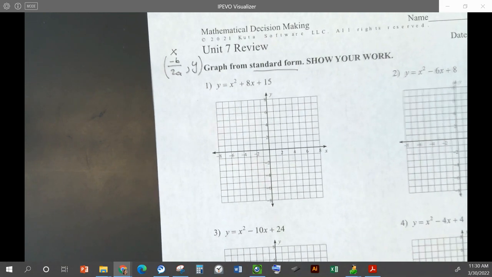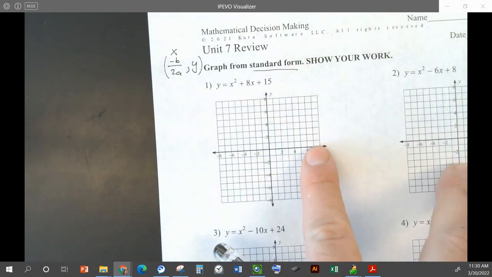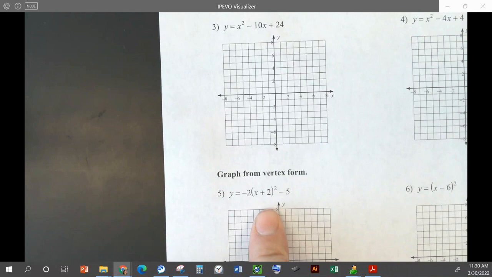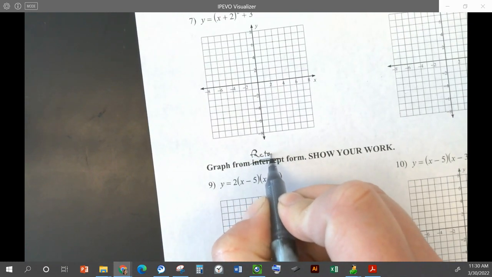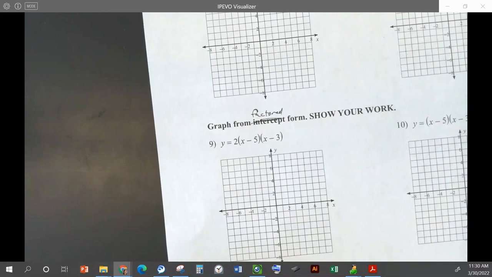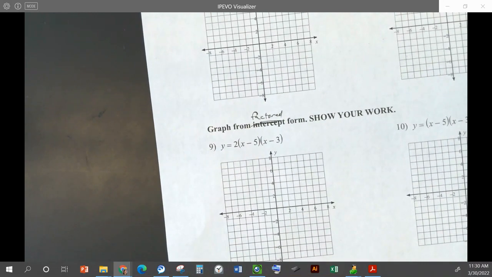But this is what the test is going to look like. We will have different numbers, but it will have standard form. We'll have 4 problems. We'll have vertex form. We'll have 4 problems, and then we'll have intercept form. We call this factored form. We'll have factored form, we'll have 4 problems. So it'll be a page just like this, you'll have 12 problems.